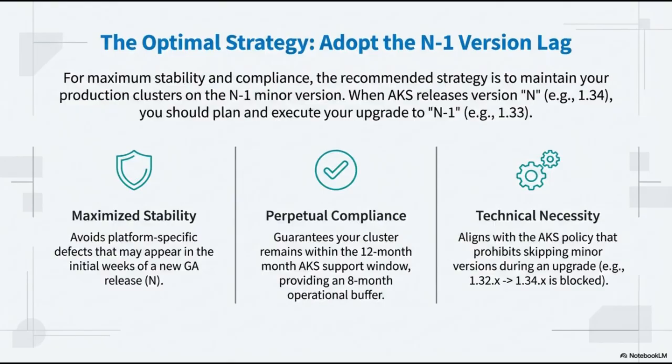Finally, it is a technical necessity. AKS policies prohibit skipping minor versions during an upgrade. For instance, a jump from 1.32 directly to 1.34 is blocked. By maintaining the N-1 lag, you ensure your upgrade path remains clear and supported.